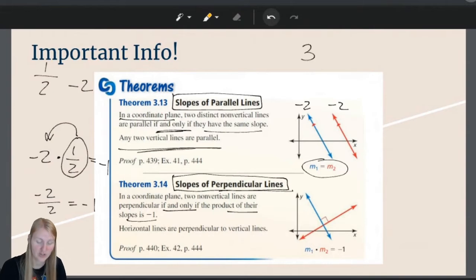The negative reciprocal of 3 is -1/3. And I should not put an equal sign there. They are not equal. This is the negative reciprocal of 3.